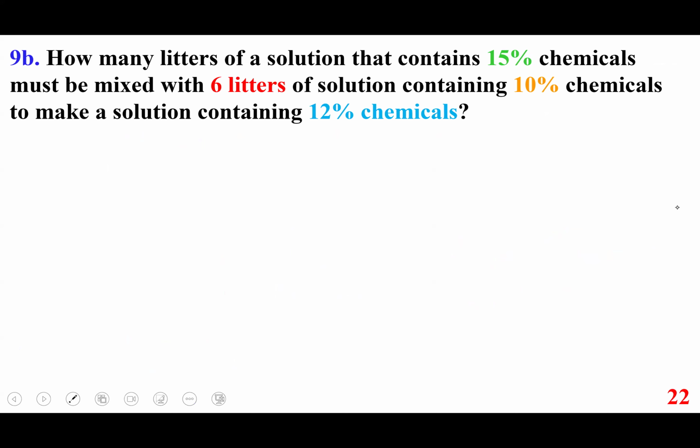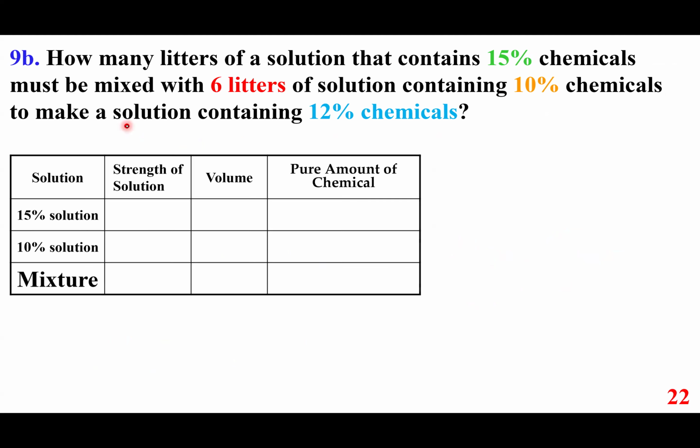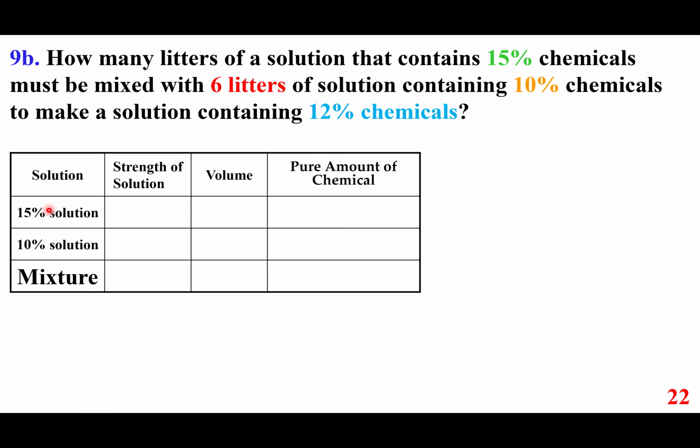Again, a mixture problem. How many liters of a solution that contains 15% chemicals must be mixed with 6 liters of solution containing 10% chemicals to make a solution containing 12%. So again, we have the same table, but one of them is a 15% solution, one of them is a 10% solution, and then we have a mixture. The strength, obviously, this is 0.15, this is 0.1, and the mixture is 12%.